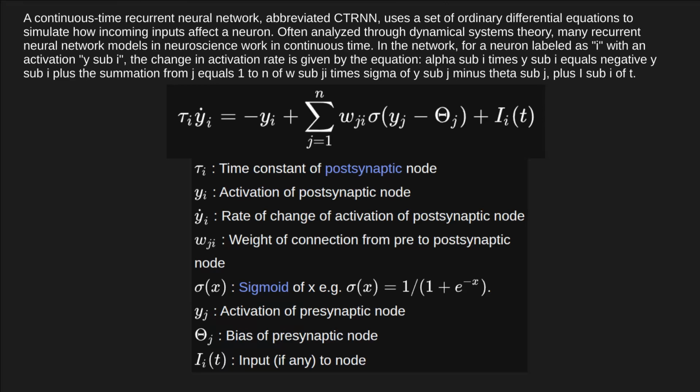equation. A continuous time recurrent neural network, abbreviated CTRNN, uses a set of ordinary differential equations to simulate how incoming inputs affect a neuron. Often analyzed through dynamical systems theory, many recurrent neural network models in neuroscience work in continuous time. In the network, for a neuron labeled i with an activation y sub i, the change in activation rate is given by the equation alpha sub i times y dot sub i equals negative y sub i plus the summation from j equals 1 to n of w sub ji times sigma of y sub j minus theta sub j, plus I sub i of t.